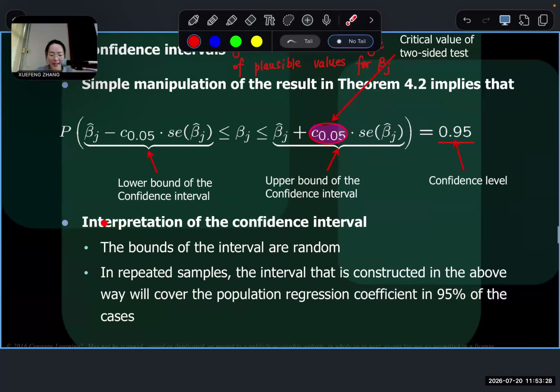You should be careful with interpretation. This is the tricky part. The bounds, the lower bound and upper bound, are random, because they depend on your estimation result. If the estimate changes, your bounds change as well. So the bounds here are random. But beta j is the true population value. This is fixed, but the bounds are random.